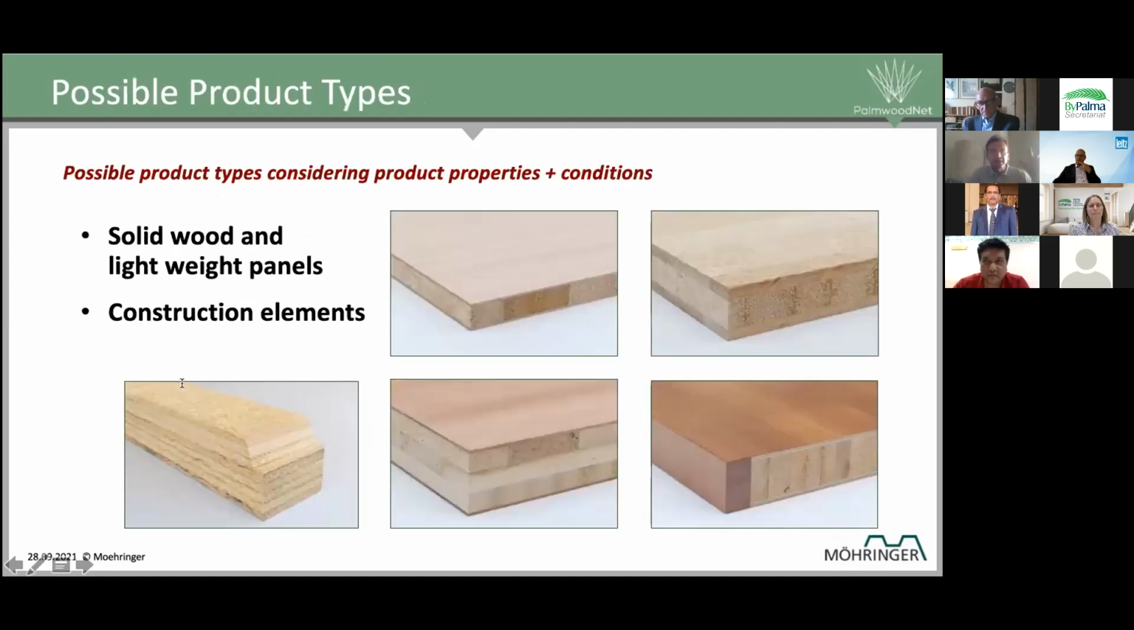We consider mainly 2 groups of final products. One group are the panels, solid wood panels, lightweight panels for the furniture industry. And then we are looking at the second group of products, the construction elements like CLT, like glulam beams for the building and construction timber industry.